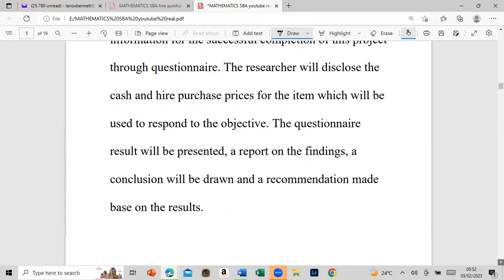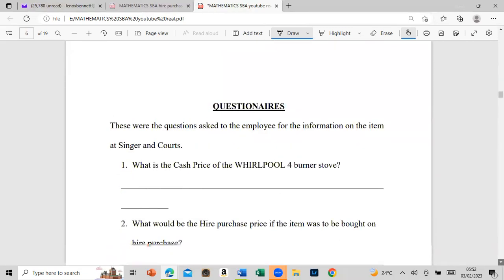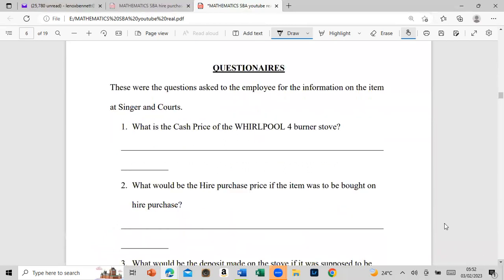Let's go. So this is just a little sample questionnaire where you ask a couple of questions. The first one says, what is the cash price for the Whirlpool? So both stores will be given this, both Courts and Singer, right? Question 2. Again, guys, you can have up to 10 questions. This is just for you guys to get the hang of what really should be done.